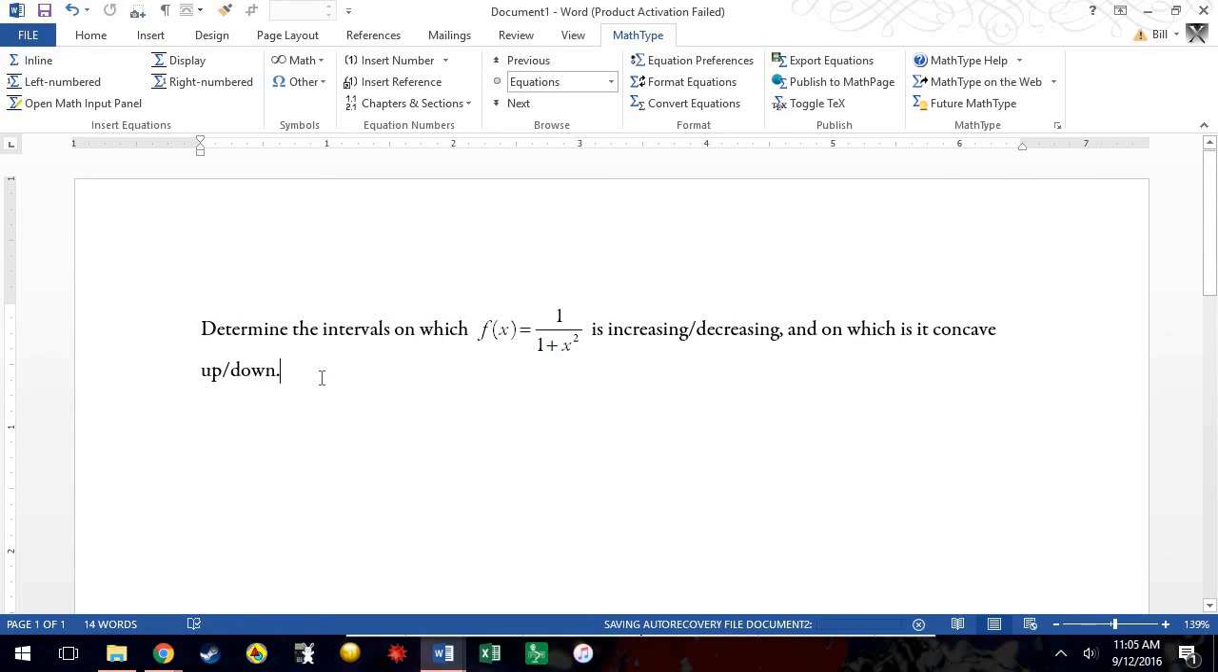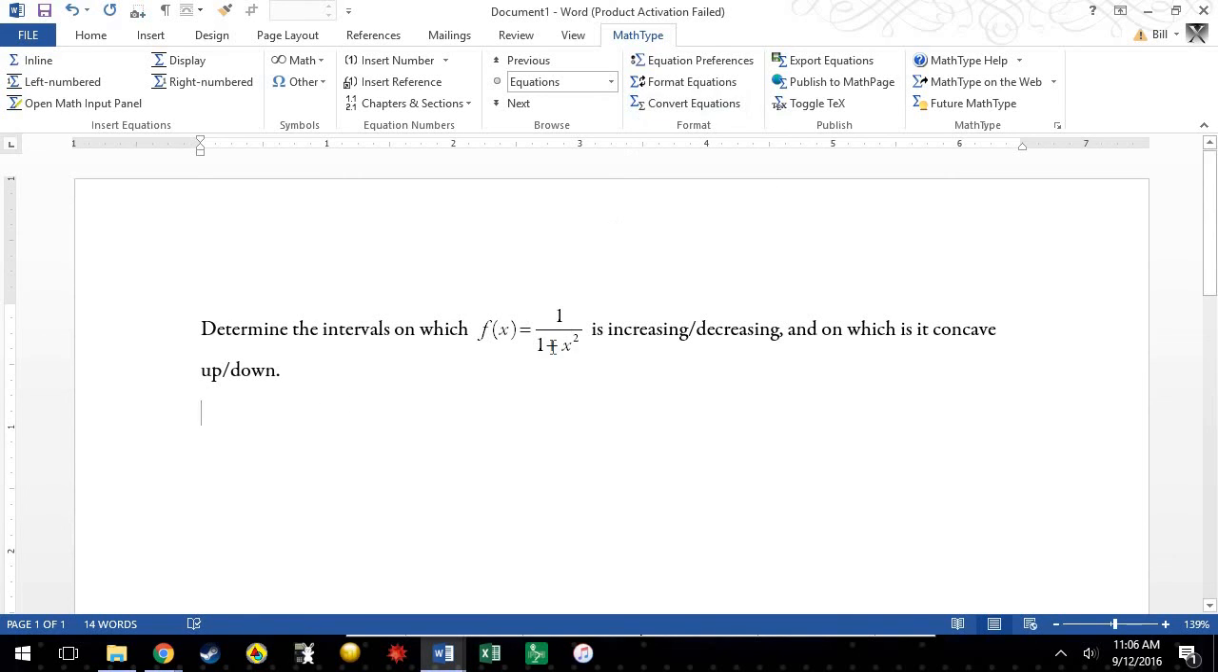Determine the intervals on which f of x equals 1 over 1 plus x squared is increasing and decreasing, and on which it is concave up or down. So in order to do this, I need to take the first derivative, and I need to take the second derivative. So let's start with that, because increasing, decreasing is going to come from the first derivative, concave up, down is going to come from the second derivative. So let's do the first derivative first.